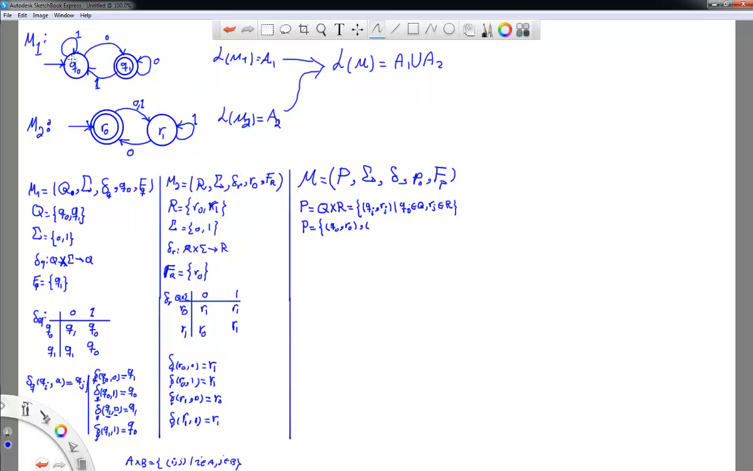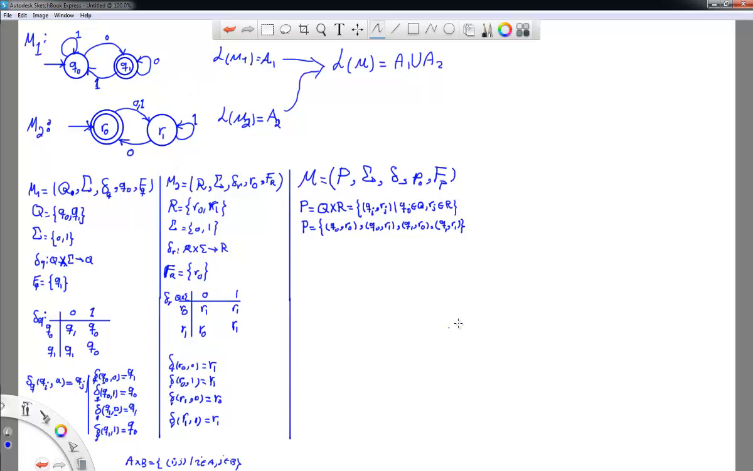Then I keep Q sub 0 and now pair it with R sub 1, so it's going to be Q sub 0 and R sub 1. Then I do Q sub 1 and R sub 0, and then Q sub 1 and R sub 1. Now notice that these will be my states. So my states will be a pair of the states from the original machines. But these are basically merely just names for me at this point, right?